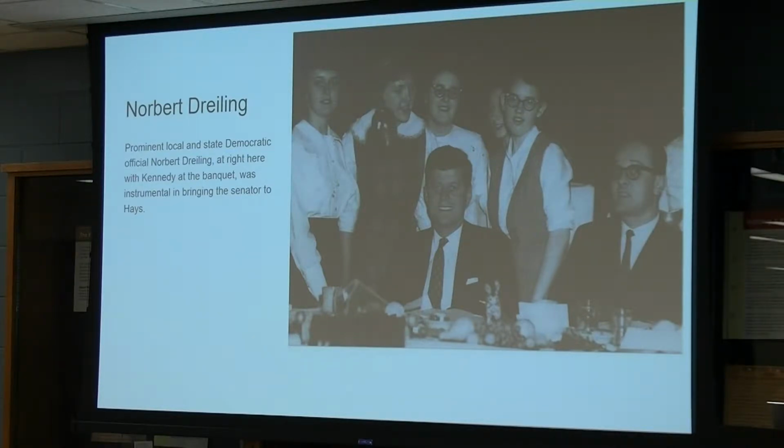And so Norbert met with Kennedy, Kennedy aides, and other Democratic officials in 1958, and then met with them again in '59, and eventually they decided, okay, we'll include Hayes on this trip. Hayes was a Democratic stronghold at the time. Kansas was a sea of red, and Ellis County was an island of blue. It was a very different time back then.